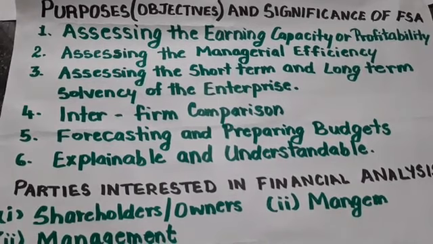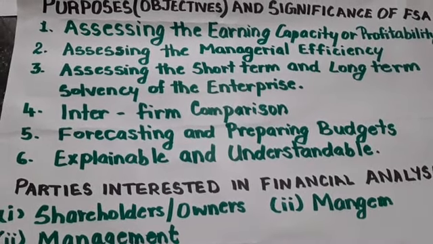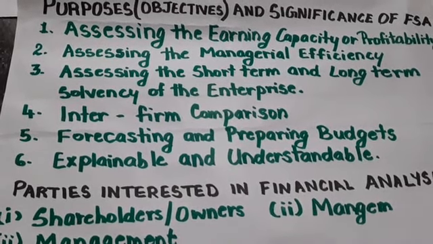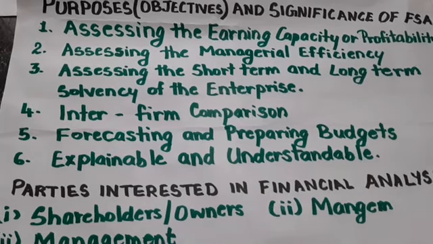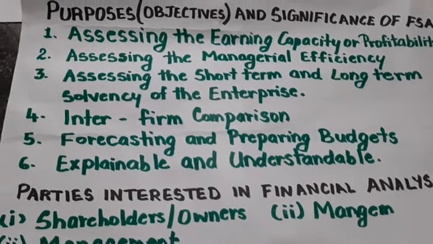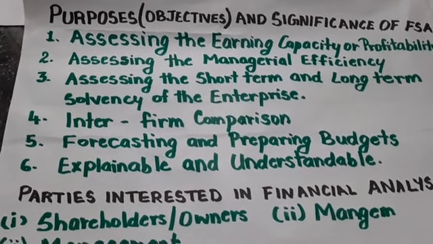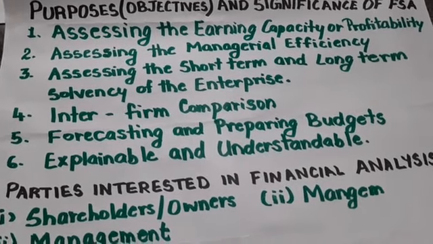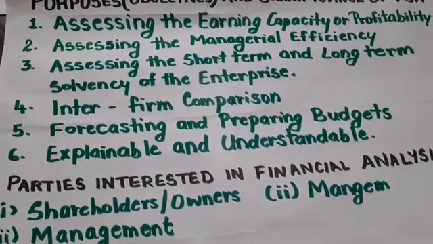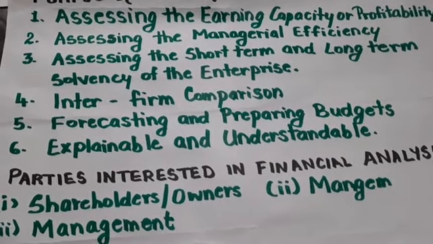Third one is assessing the short-term and long-term solvency of the company. Is the company capable of making its liability, that is short-term liability and long-term liability, on time? That can be assessed through the financial statement analysis. Next, inter-firm comparison. We can compare our financial statement with that of the other company and know about the positive and negative about our company.